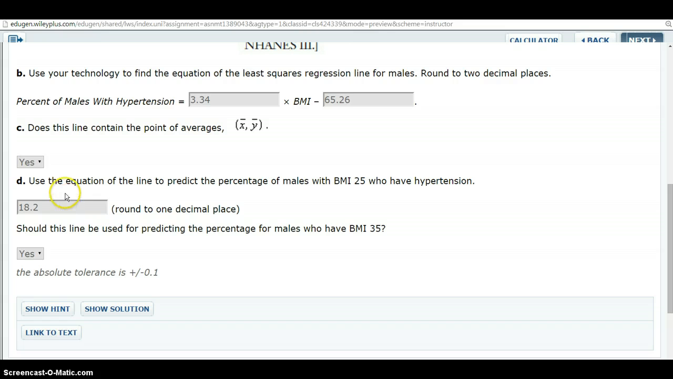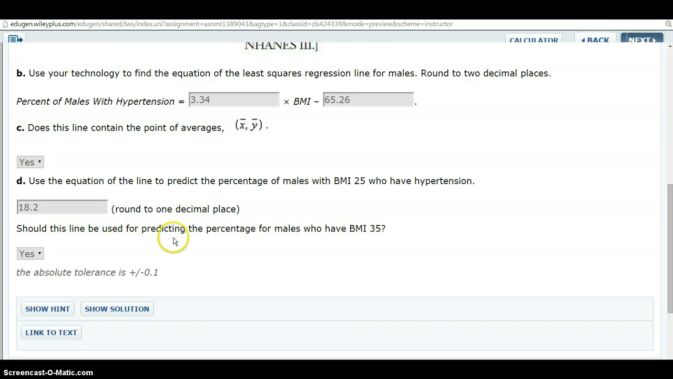Okay, so use the equation to predict the percentage of males with BMI 25. So we're just putting in 25 times 3.34 minus 65.26, and we'll get out 18.2. They did round to 1 decimal place. Keep an eye on that.